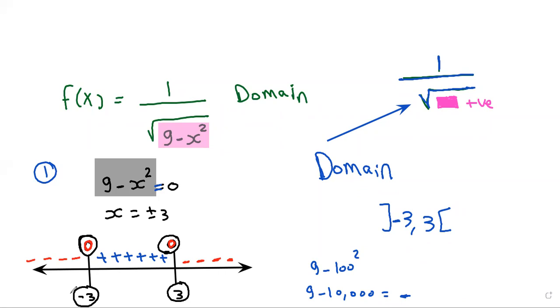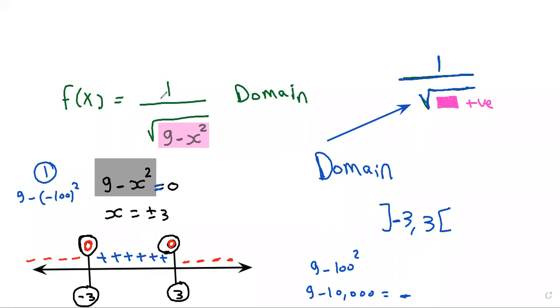When taking a value less than negative 3, like negative 100, and putting negative 100 in this function, it's 9 minus negative 100 squared, it will be negative. So all values to the left of negative 3 are negative. So now take a value between negative 3 and 3, like 1. 1 is between negative 3 and 3. And put this 1 in the function, 9 minus 1 squared. It will be 8. So all values in this part are positive.